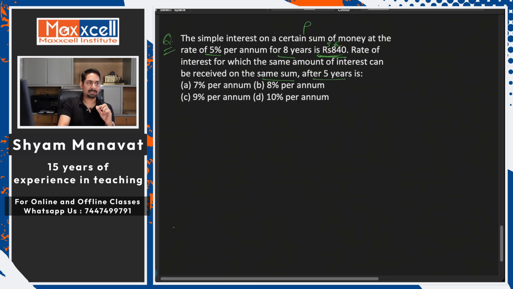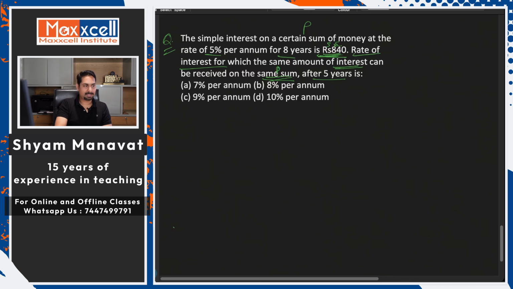I'll explain that again. Here it says rate of interest for which, that means here the rate of interest is changing. But what is same? The same amount of interest. So the interest should be the same. What should be the interest? 840 again, to be received for the same sum, same principal. So principal is P for 5 years.